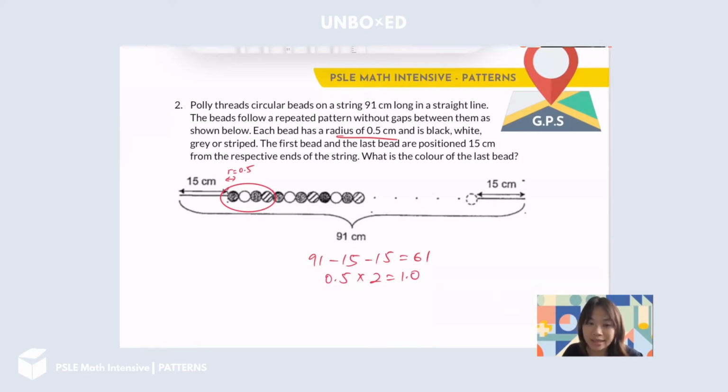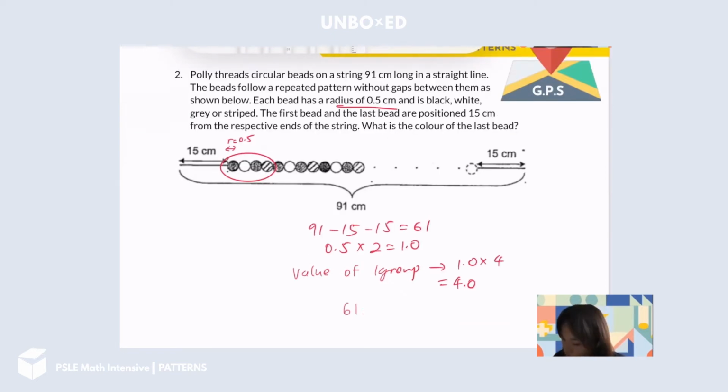Then they ask what is the color of the last bit. In this case, it's only black and white color, but I can describe the pattern of the bit. So I want to find out one group, what is the value? 1.0 times 4 gives you 4.0. 61 cm divided by 4.0 cm, what do you get? Using the calculator, 61 divided by 4, I get 15.25.